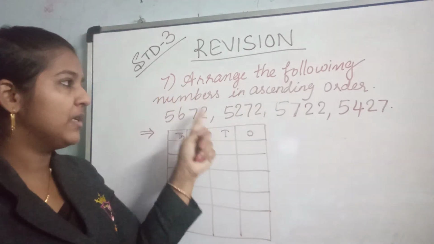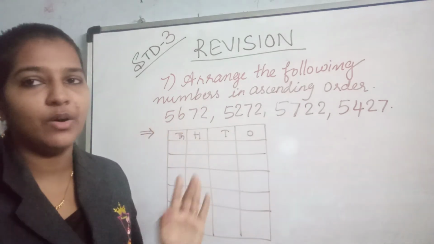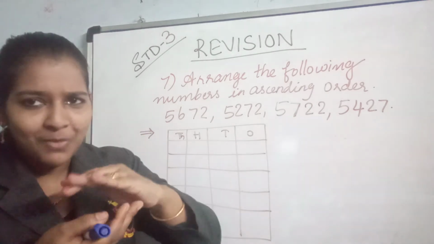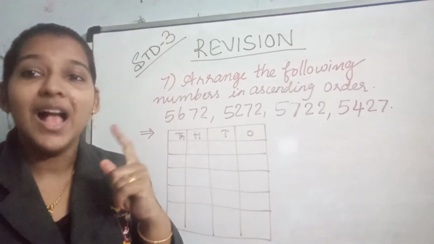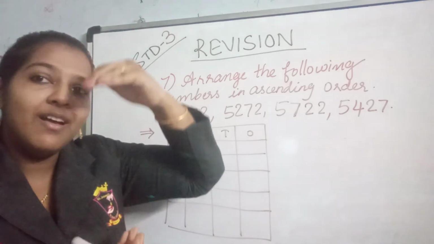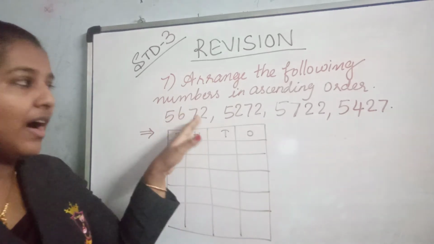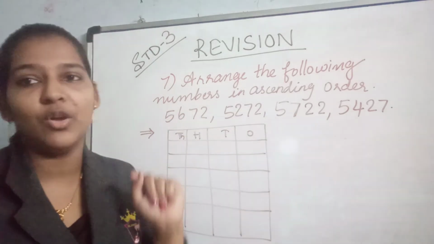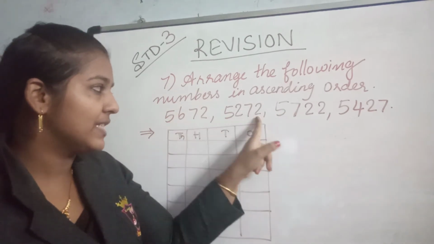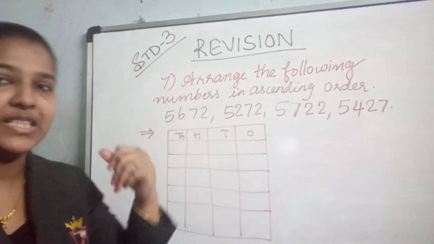Arrange the following numbers in ascending order. So the numbers are given, you have to arrange them in ascending order. Can you tell me what is ascending order? Yes, arranging the numbers from smallest to largest is called ascending order. Don't forget, arranging the numbers from smallest to largest is called ascending order. Okay, so here we have to arrange these given numbers in ascending order. So look at the numbers: 5672, 5272, 5722, 5427. These are the numbers given.